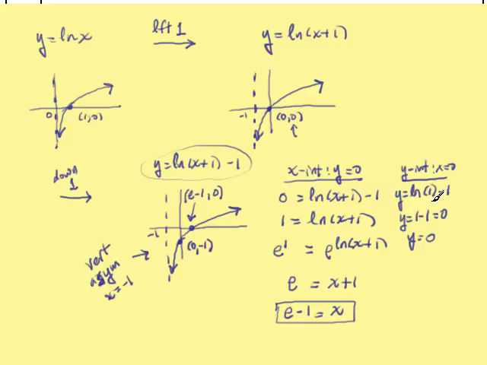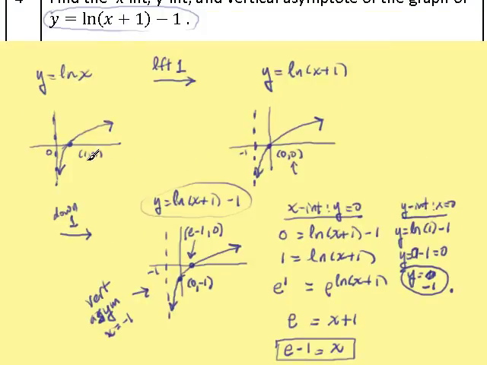Sorry, ln 1 is 0. Let me correct myself. Ln 1 is 0. Okay. And so we have 0 minus 1, and for the y-intercept we have y equal minus 1, like we found over here, minus 1. Okay, we see from the original graph, ln x goes through (1, 0), so ln 1 is equal to 0.